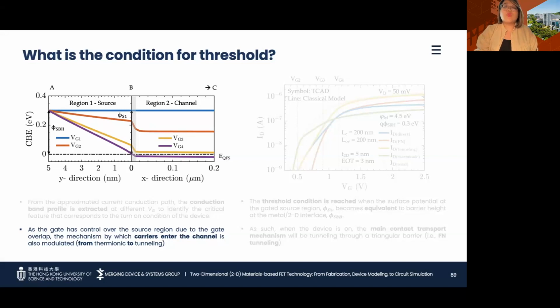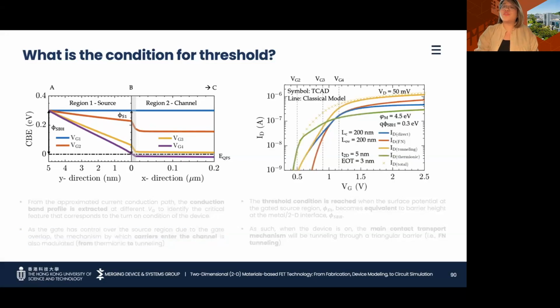So now, what do these boundary conditions entail in the ID-VG curve? To explain their implications, we first determine the different current components using classical equations. We can see here that at VG2, the device still remains off and the main contact transport is via thermionic emission. At VG3, the current becomes dominated by tunneling, mainly through the direct tunneling mechanism.